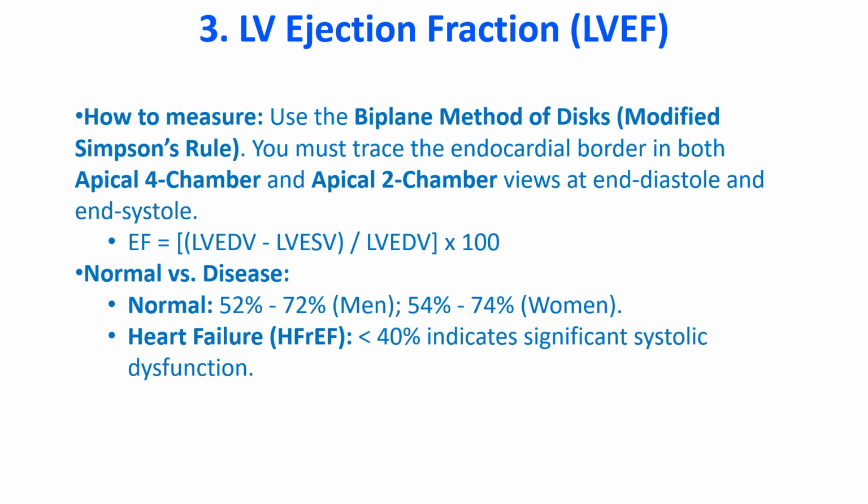Left ventricular ejection fraction is the gold standard for how well the heart is pumping. Use the biplane method of discs, modified Simpson's rule. You must trace the endocardial border in both apical 4-chamber and apical 2-chamber views at end diastole and end systole. Ejection fraction is the difference between end diastolic volume and end systolic volume divided by end diastolic volume and multiplied by 100 to express as a percentage.